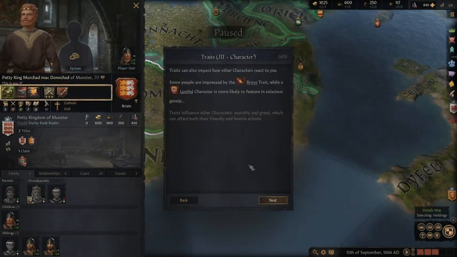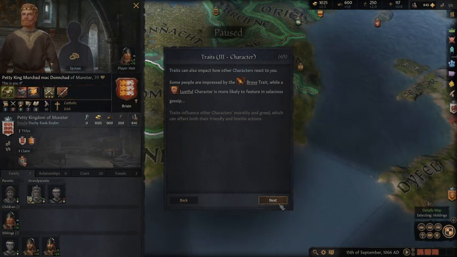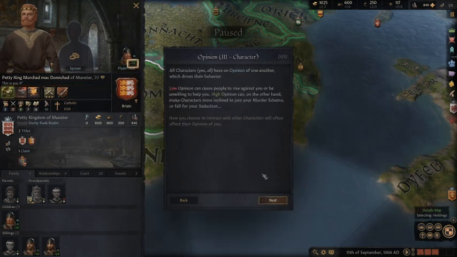Traits can also impact how other characters react to you. Some people are impressed by the brave trait, while a lustful character is more likely to feature in salacious gossip. Traits influence other characters' morality and greed, which can affect both their friendly and hostile actions. All characters, yes, all, have an opinion of one another which drives their behavior. Low opinion can cause people to rise against you or be unwilling to help you. High opinion, on the other hand, can make characters more inclined to join your murder scheme or fall for your seduction. How you choose to interact with other characters will often affect their opinion of you.